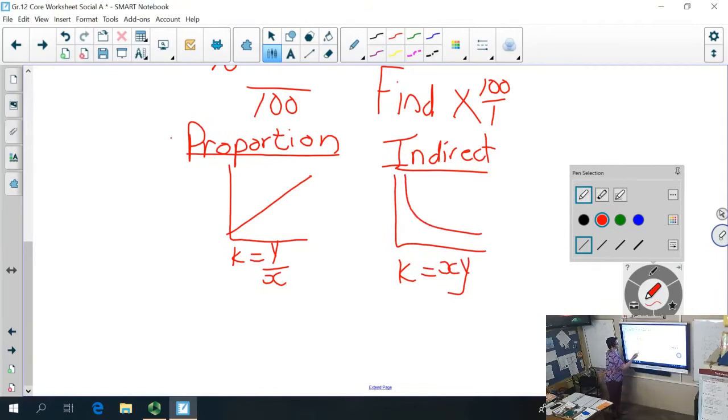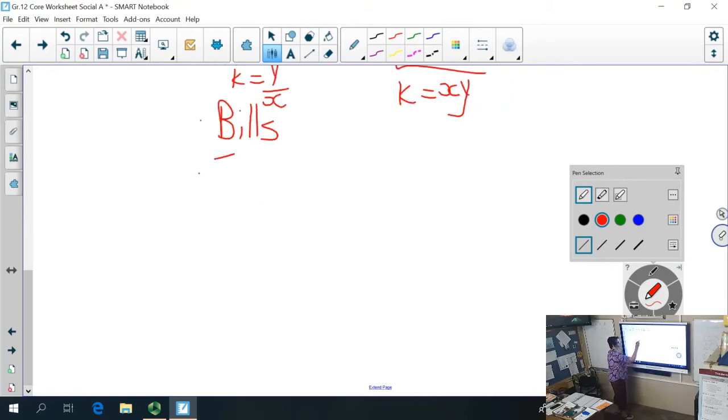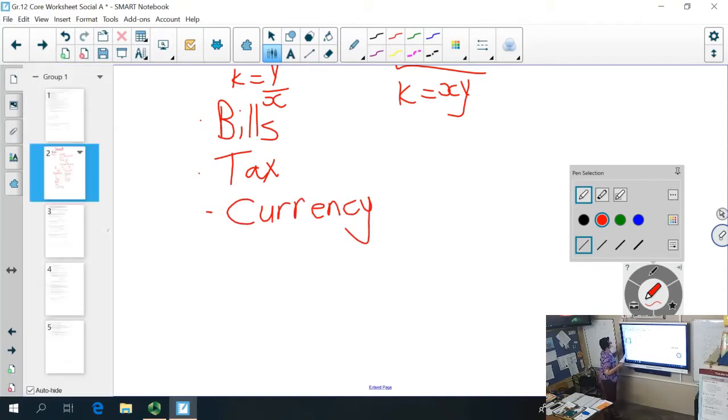So proportion, then bills. They can ask you bills. They can ask you tax, questions on tax and bills. And we said now the percentage, then currency, converting it into certain currencies. And that you will also do with missing terms then there. So let's look at the worksheet.